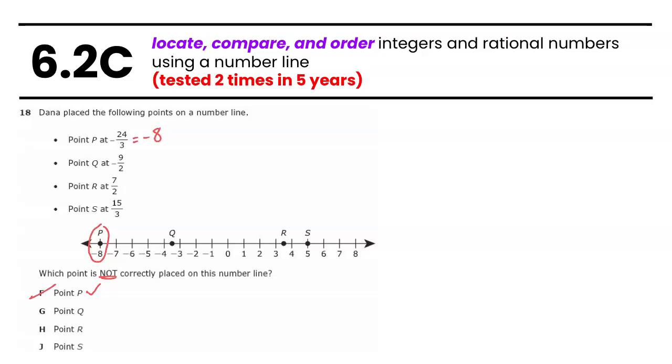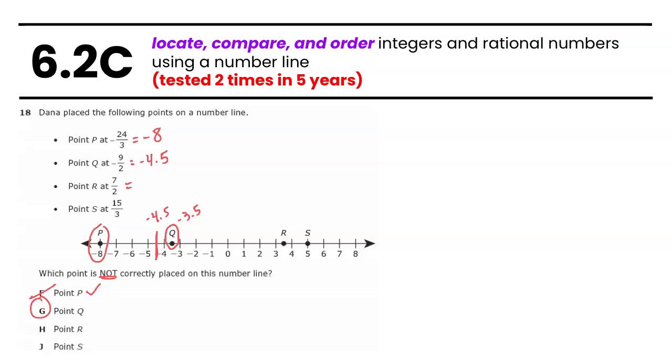Point Q is at negative 9 over 2. Well, students are going to need to know that that's really the same thing as negative 4.5. And if we look at negative 4.5, it is between negative 4 and negative 5. That would be right here at negative 4.5. Point Q is not at negative 4.5. It is at negative 3.5, and so Q is not correctly placed on this particular number line, and so that would be the answer in this particular instance.